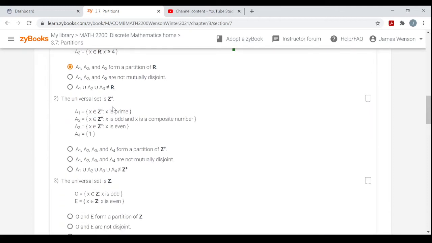All right, this one. Now this one I'm just going to kind of say out loud. Here the universal set is, remember Z plus means the positive integers. So that's 1, 2, 3, 4, 5, 6, and so on. But starting at 1. Alright, so here are the 4 sets in question. And they're asking, do these 4 sets form a partition of the positive integers? Alright, so A1 is all the positive integers that are prime. Right, you know what, maybe I should write this one out. So I'll be back on some paper in a second.